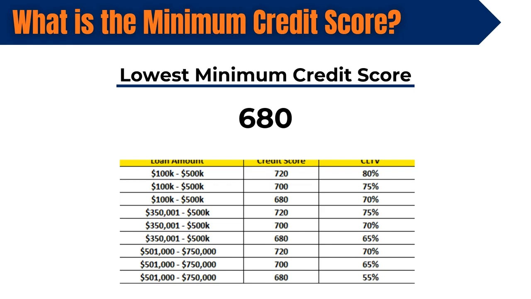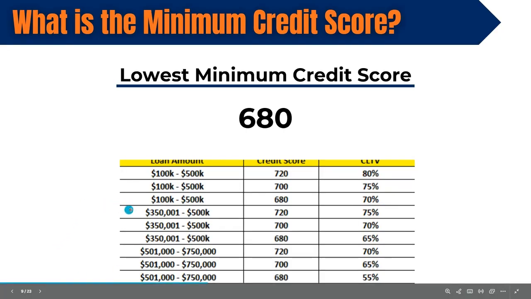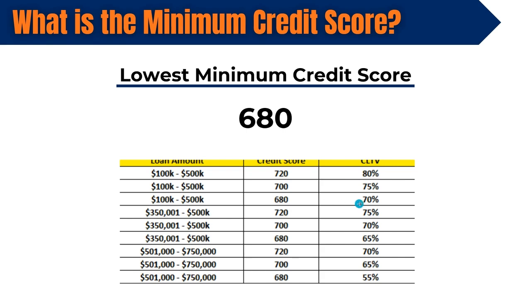So the lowest minimum credit score to qualify in most cases is 680. Every once in a while we can get exceptions. And then you can see the loan amounts over here to the left. So we have 100,000 to 500,000. If your credit score is 720, we can go up to 80% combined loan to value. So that means your first mortgage plus your second mortgage cannot be above 80% of the actual value of the property. If you have a 680 credit score, then we will only go up to 70% and so on. So 350,000 to 500,000, 75%, 70%, 65%.